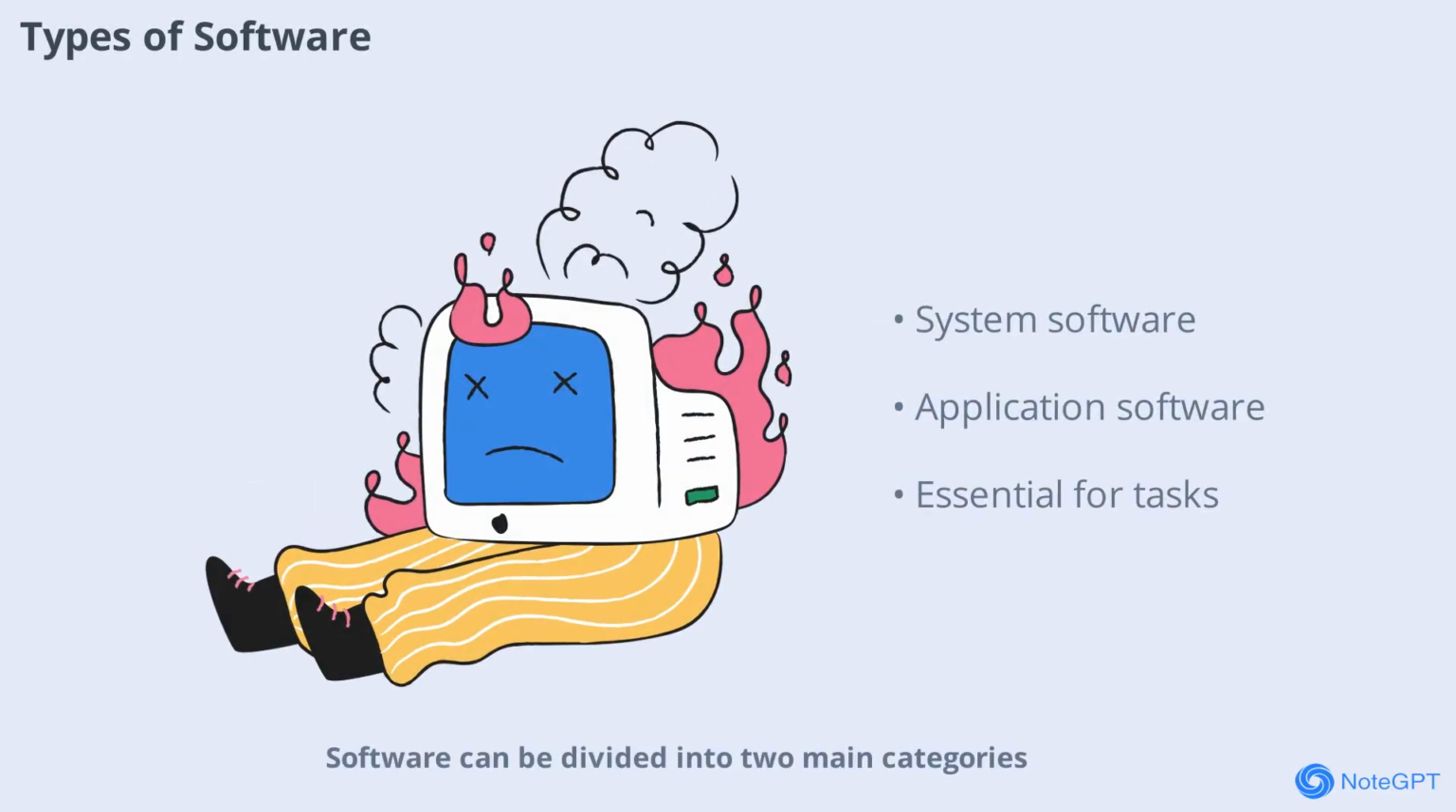Software can be divided into two main categories: system software and application software. System software includes operating systems and utility programs that manage hardware and provide a platform for applications. Application software refers to programs designed for specific tasks, like word processing, browsing the internet, or playing music. Both types are essential, as system software makes the computer usable, while application software lets you accomplish your daily tasks.